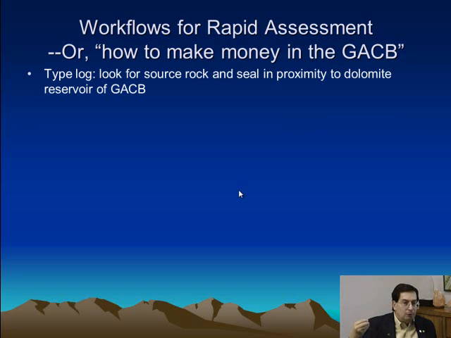I'd want to see good source rock. I'd want to see good seal in close proximity above the carbonate bank, so that if it were in fault traps, we would have good seal and source rock in fault juxtaposition, or on the unconformable surface on top of the bank. I think the type log would tell an awful lot very quickly for someone coming into a new area.